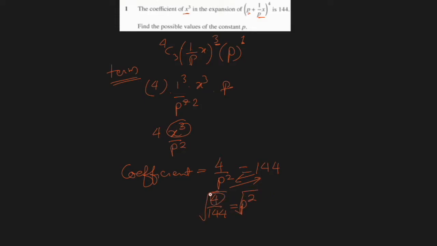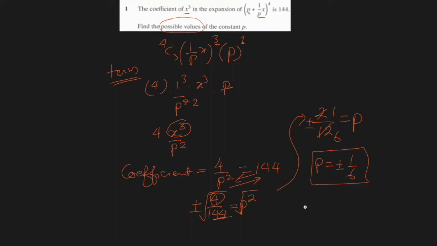So square root of 4, well, let me do it here, 2. Square root of 144 is 12, and whenever we square root we have to write plus and minus both. So plus and minus equal to p. So 2 and 12 cancel. We get p equal to plus or minus 1 over 6. That is, they are the possible values of p.